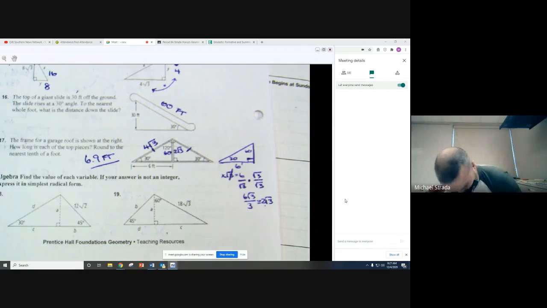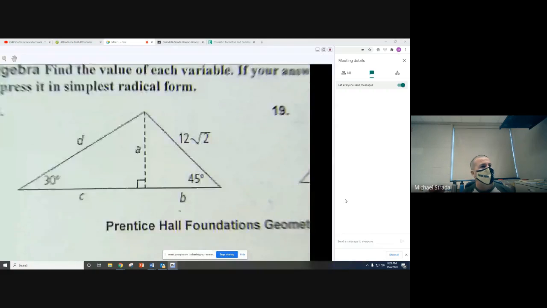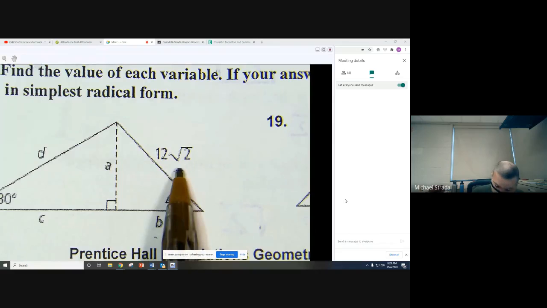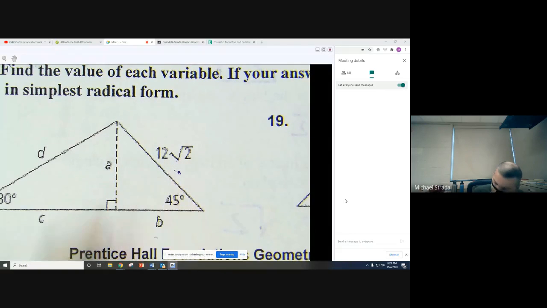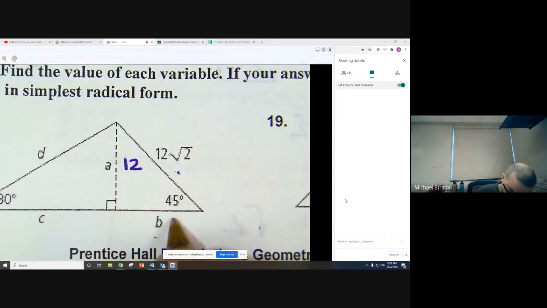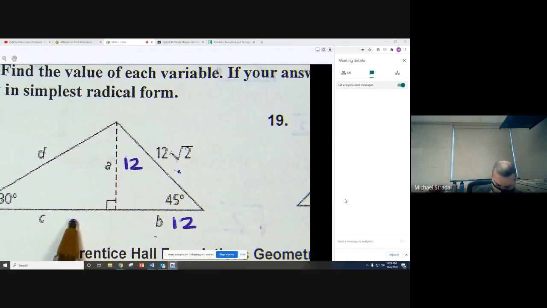Okay, now the ones on the bottom. Find the value of each variable. If your answer is not an integer, express it in simplest radical form. Guaranteed you'll have one of these on next week's quiz where they combine the isosceles right and the 30, 60, 90. So you're looking for a side length. So that's 12 root 2. That's the hypotenuse of an isosceles right. So if we drop the root 2, we have the side length, which is A and B, which are both 12. Make sense?